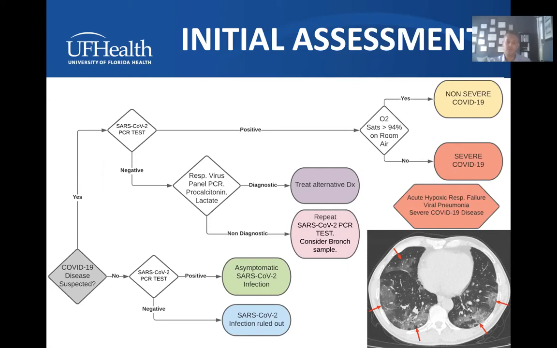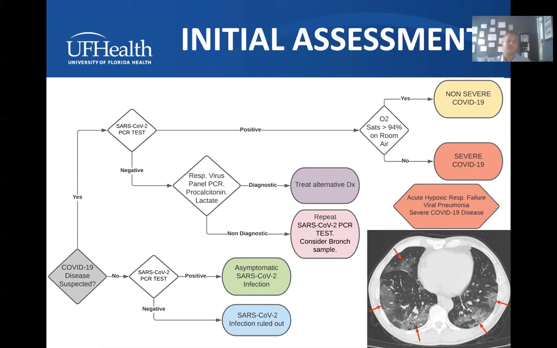The upper part of the flowchart deals with patients in which COVID-19 disease is suspected. Those with positive PCR are diagnosed with COVID-19 disease, and its severity is decided based on the ability to maintain oxygen saturation levels above 94% on room air. Patients with non-severe COVID-19 disease can be safely discharged home with instructions to self-isolate for 14 days. Patients with severe disease will need admission to the hospital. The correct coding diagnosis for such patients should show that they have an acute hypoxic respiratory failure from a viral pneumonia caused by severe COVID-19 disease.